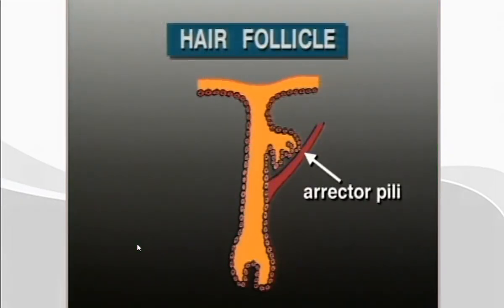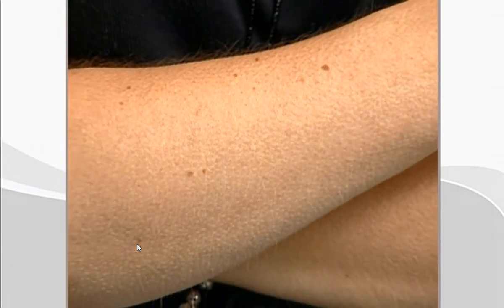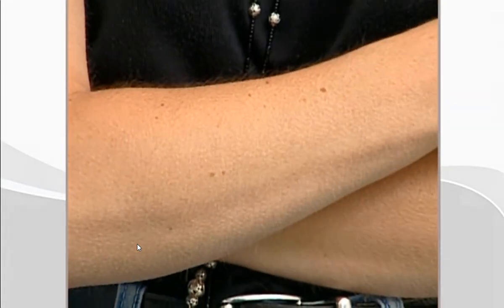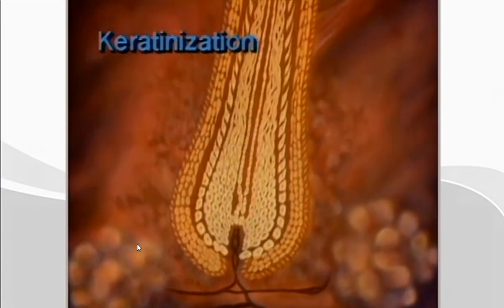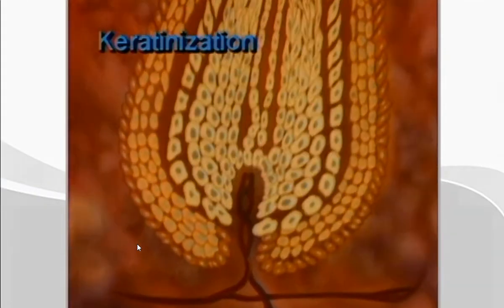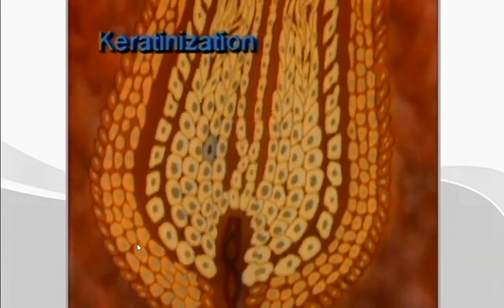The erector pili muscle comes from the cells in the dermis that attach to the follicle just below the sebaceous gland. This is the goosebumps muscle that causes hair to stand on end when you are scared or cold. Keratinization is the process in which cells change shape, dry out, and form keratin protein. At this stage, the cells that form the hair fiber or strand are no longer alive.